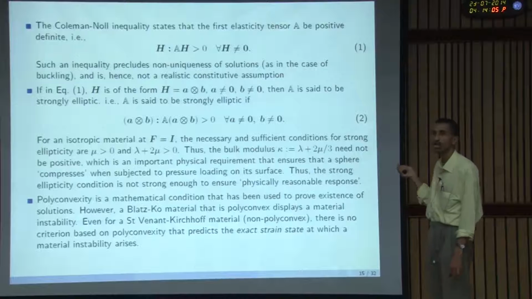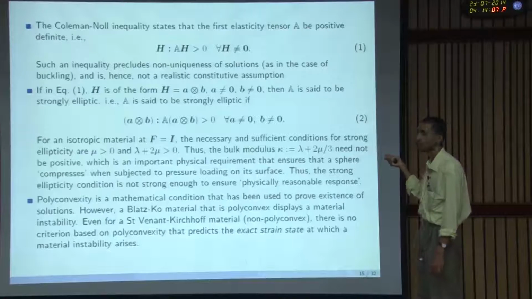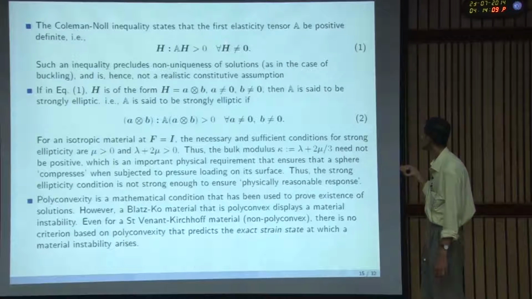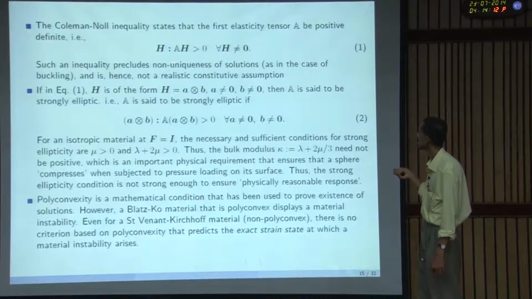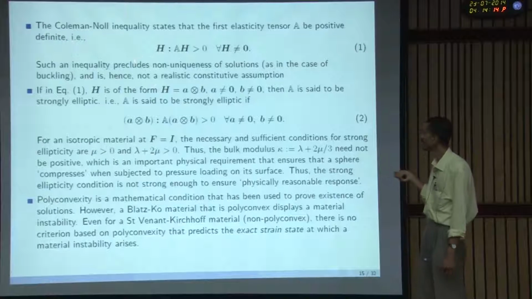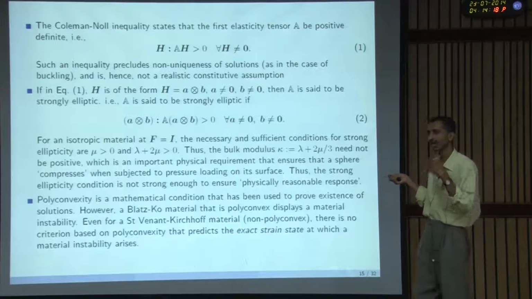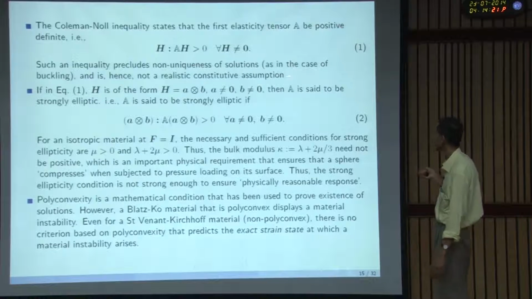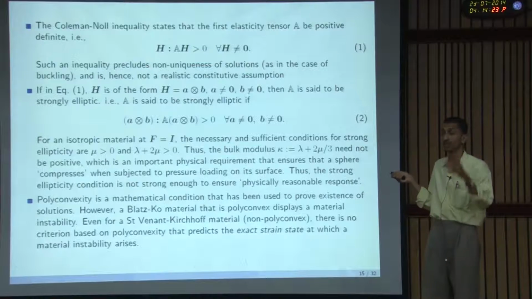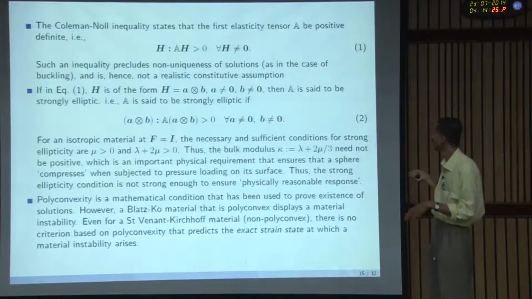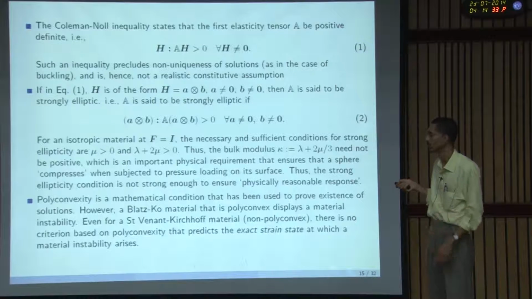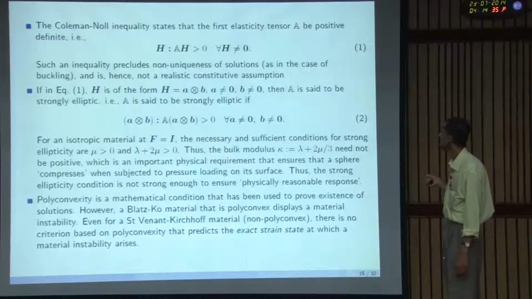So let's look at the Coleman-Noll inequality. This was of course proposed by Coleman and Noll, and it says that the first elasticity tensor should be positive definite. But this shortcoming has been known in the literature. I am not the one pointing it out. Other researchers have also pointed out that it precludes non-uniqueness of solutions like buckling and so on. Because if you have this positive definiteness, you cannot get non-uniqueness of solutions. Hence this is not a realistic constitutive assumption.